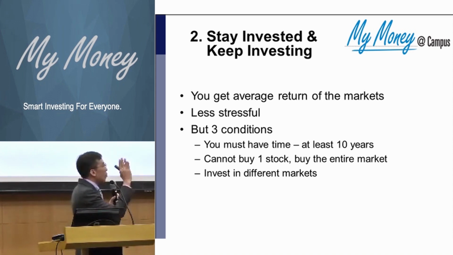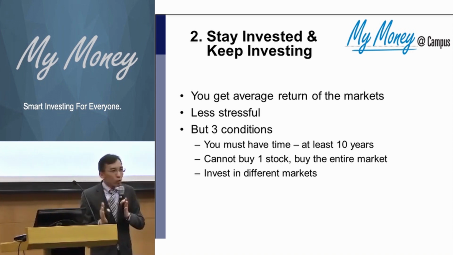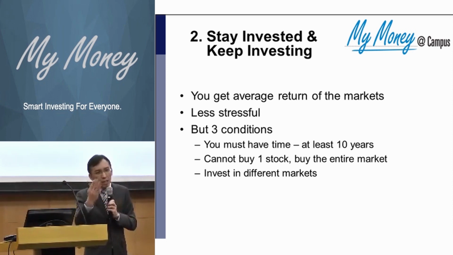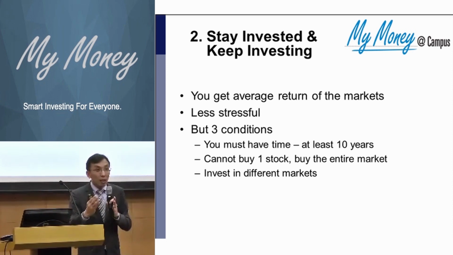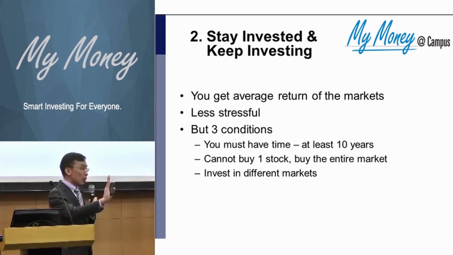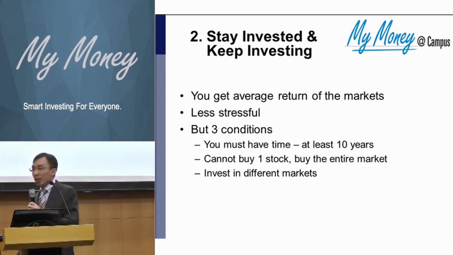So if you know that generally the market goes up, then all you need to do is invest in different markets, diversify your portfolio of different stocks, stay invested, and you get the average return of the market. Simple? Simple. End of class, you can go home. All you need to do is just execute this strategy.